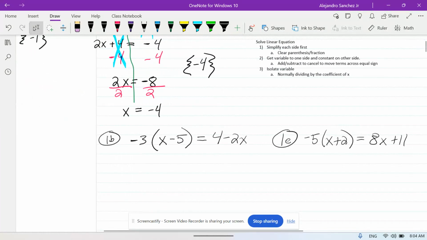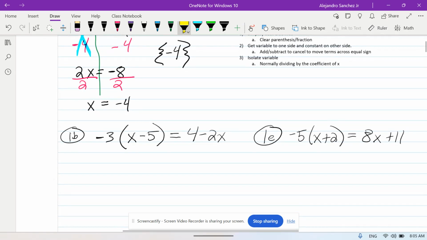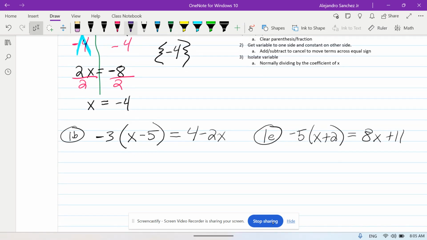Just to quickly go over how to solve linear equations, we first simplify each side by clearing parentheses or any fractions. We haven't had fractions yet, so clear parentheses when appropriate. Then we want to move the variables to one side and the constants to the other. Normally, this step is accomplished by adding or subtracting that term so that it gets canceled out to move to the other side. And then isolate the variable by dividing by the coefficient of x, okay?